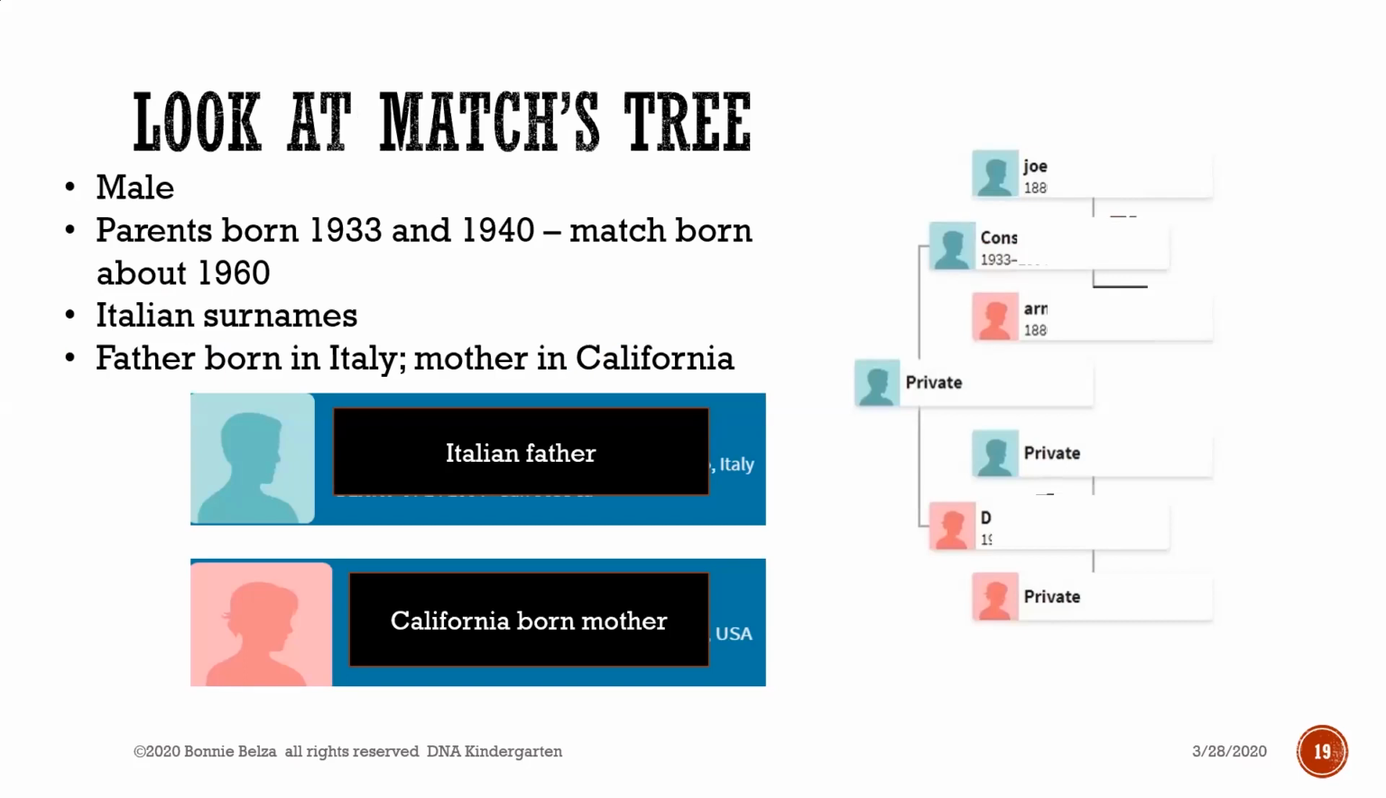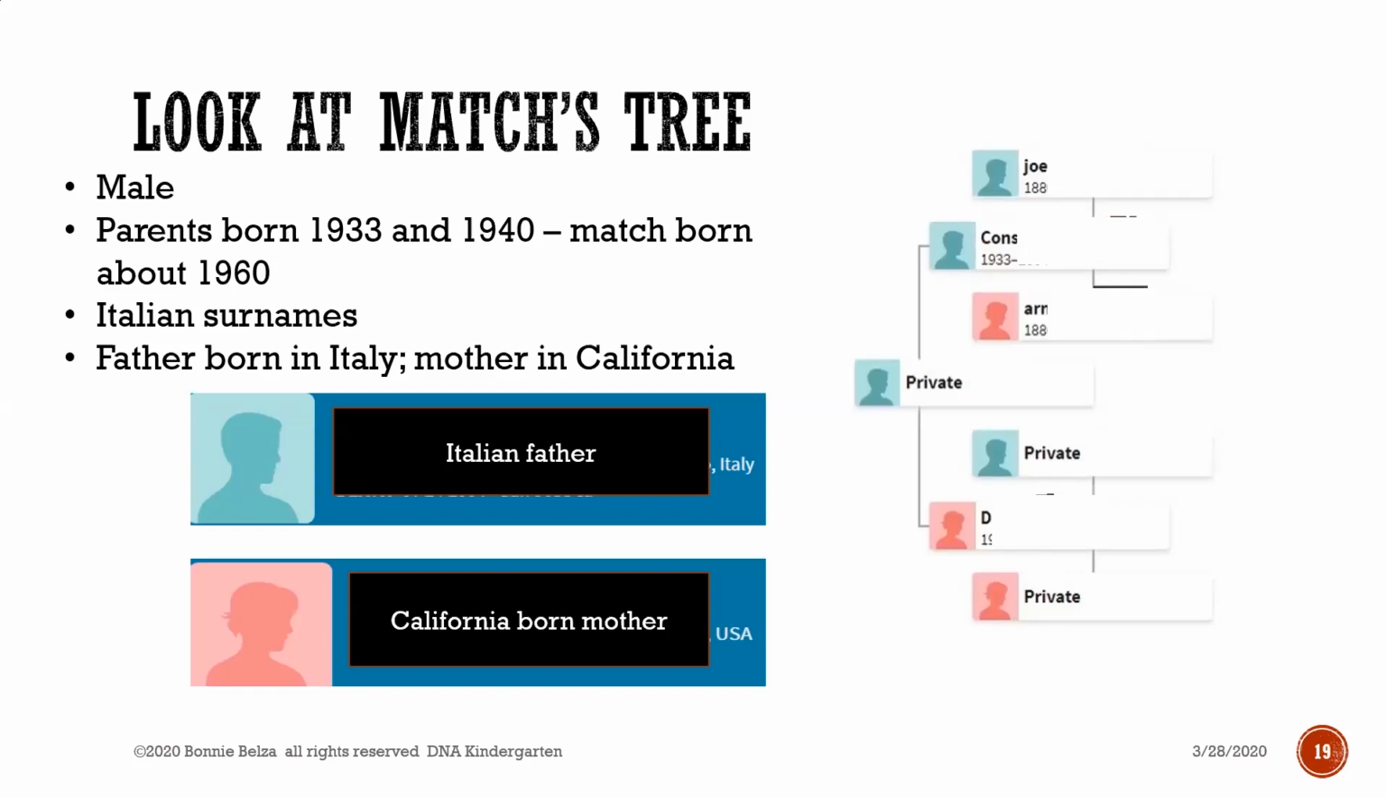When I look at his tree, I see his parents, to the right of the picture here where you see CONS, that's his father. And where you see below the D by itself, that's his mother. I blanked out the names for privacy. But they show that they were born in 1933 and 1940. So that helps me identify that the match might have been born about 1960.